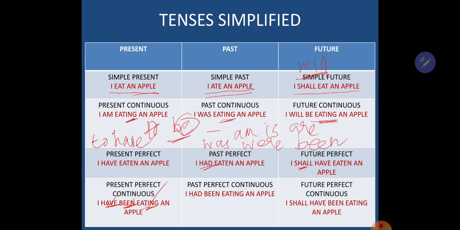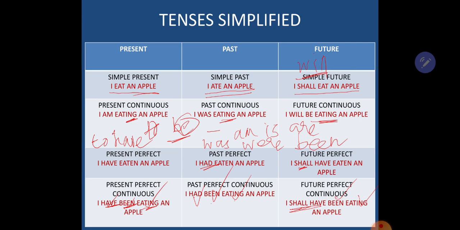The same over here. Had is the past form of the verb have. Been suggests perfect and eating suggests continuous. So, past perfect continuous tense. The same with the future perfect continuous tense. Shall suggests future. Here shall have, been suggests perfect and eating suggests continuous. Future perfect continuous tense: I shall have been eating an apple.